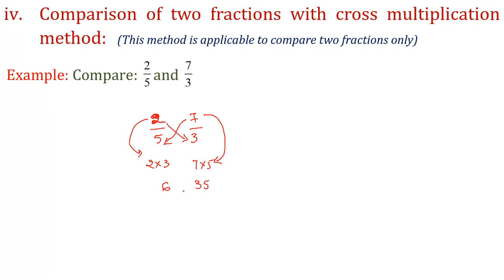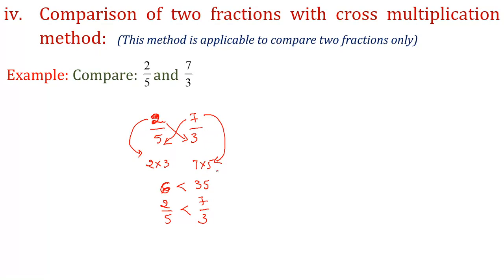Which one is less and which one is greater? 6 is less than 35. Therefore, what is the corresponding fraction of 6? 2 by 5, which is under 2 by 5. The corresponding fraction for 35 is 7 by 3, which is under 7 by 3. So 2 by 5 is less than 7 by 3. Like this we can compare the given fractions.